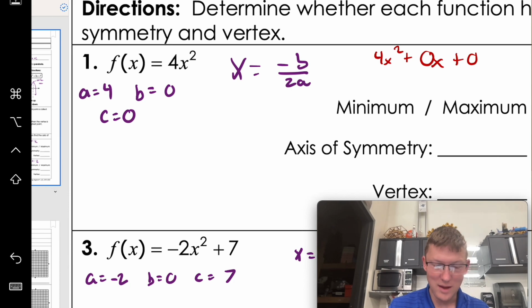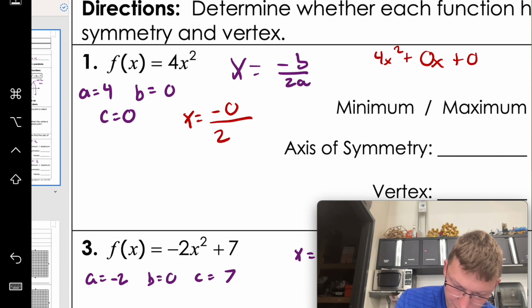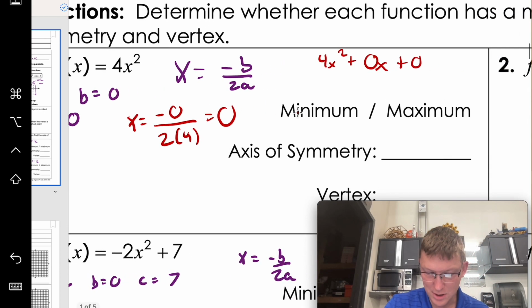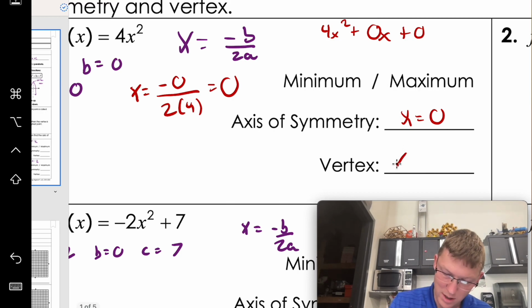So in this case, a is 4, b is 0, c is 0. We're going to plug it into our vertex formula. That means we're going to have x equals negative b, which is 0, over 2 times a, which is 4. So our axis of symmetry is x equals 0. And our vertex, the x value is going to be 0.